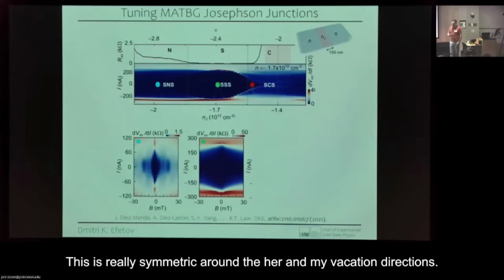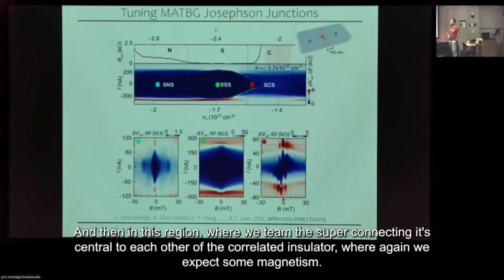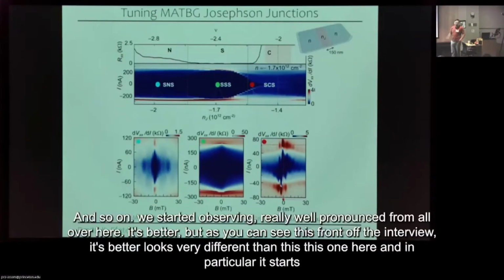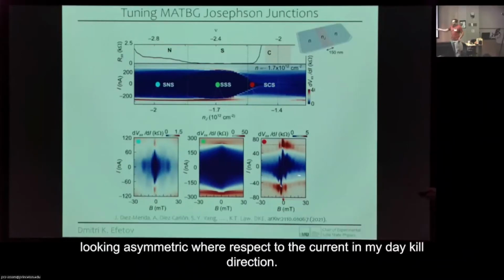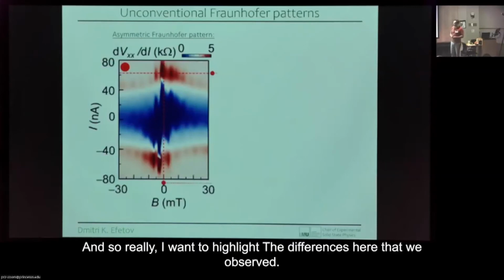And then in this region where we tune the central region close to the correlated insulator, where again we expect some magnetism and so on, we start observing a really well-pronounced Fraunhofer interference pattern. But as you can see, this Fraunhofer interference pattern looks very different from this one here. In particular, it starts looking asymmetric with respect to the current and magnetic field directions. And so I want to highlight the differences that we observed.